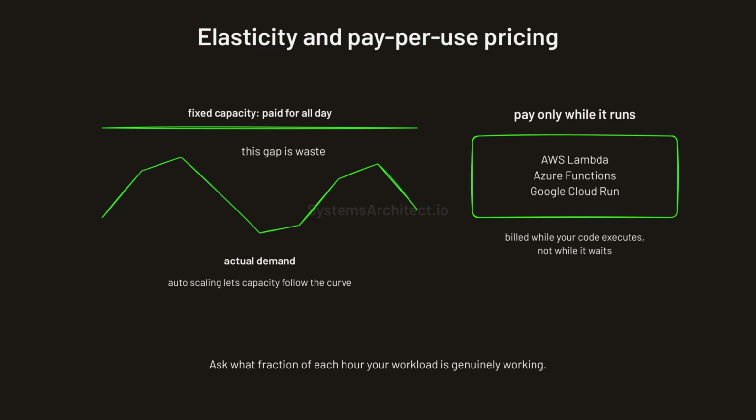Serverless takes the idea further. AWS Lambda and Google Cloud Run bill only while your code executes. For spiky, low-duty cycle workloads, that beats an always-on instance waiting for traffic. The trade-off reverses at sustained volume. A busy container often costs less per request. Architectural efficiency comes down to duty cycle. Ask what fraction of each hour your workload is genuinely working.